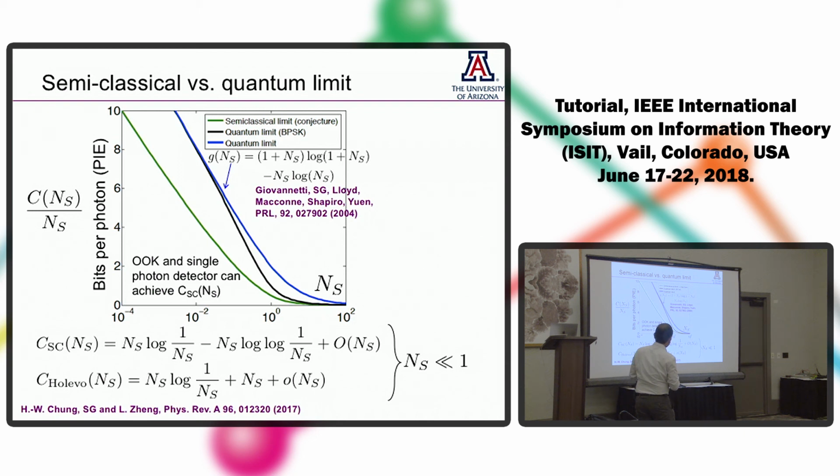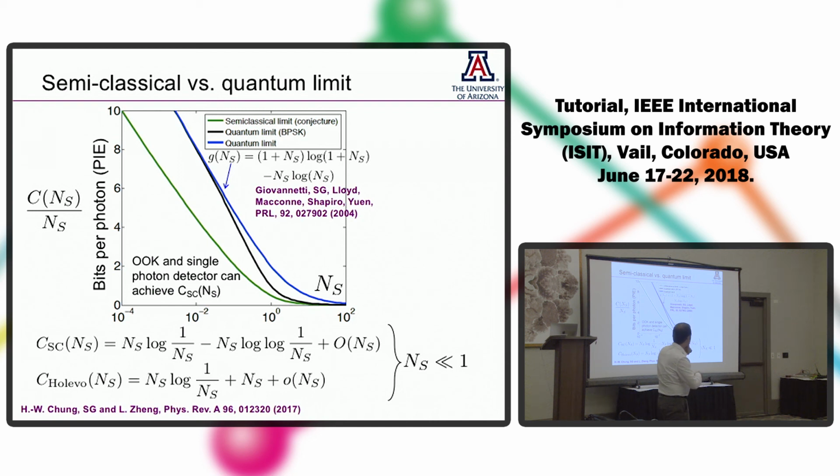So both of these capacities, this is our green machine, which can be described semi-classically. This capacity is given by Ns log of 1 over Ns. Ns is the mean photon number. This is what I was calling n, I'm sorry for the notation. And the second term for Holevo capacity is plus Ns, whereas for the semi-classical limit, you get minus Ns log 1 over Ns.